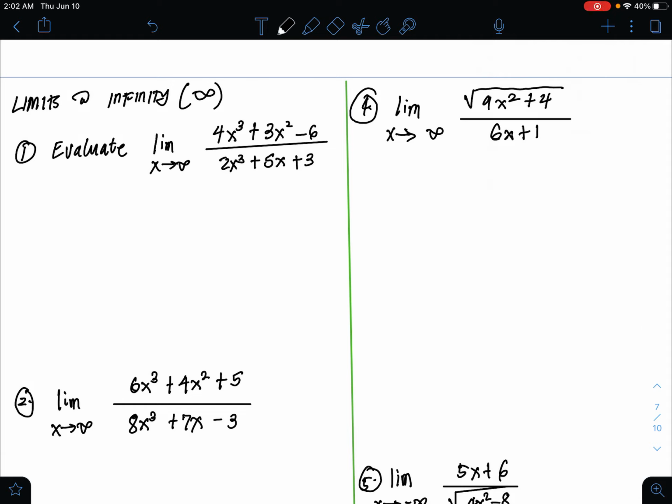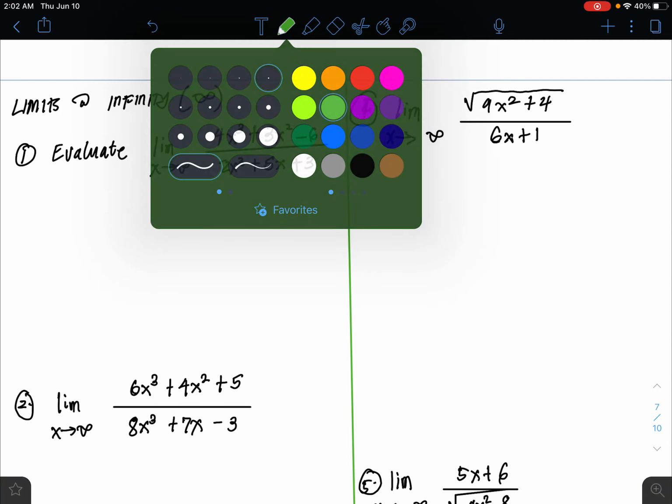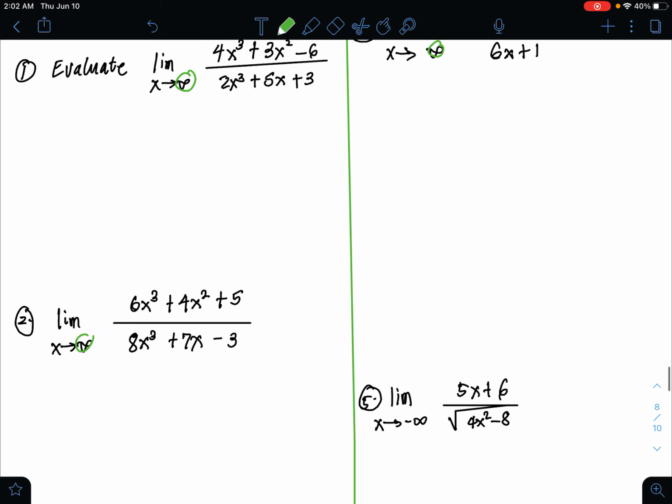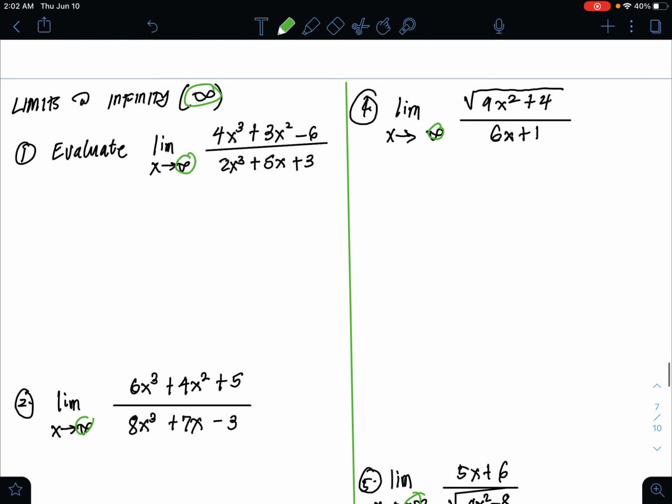Good day everyone. So now we are going to talk about limits at infinity. As you can see here, there is what we call infinity, and I'm sure every one of you is familiar with that. There will be a time when we have limits at infinity or at negative infinity. Now how are we going to deal with these problems?